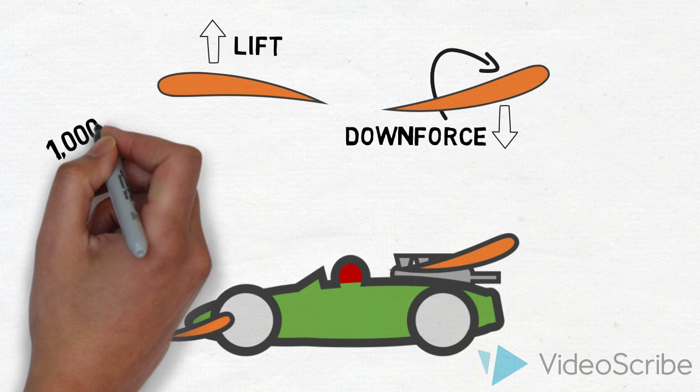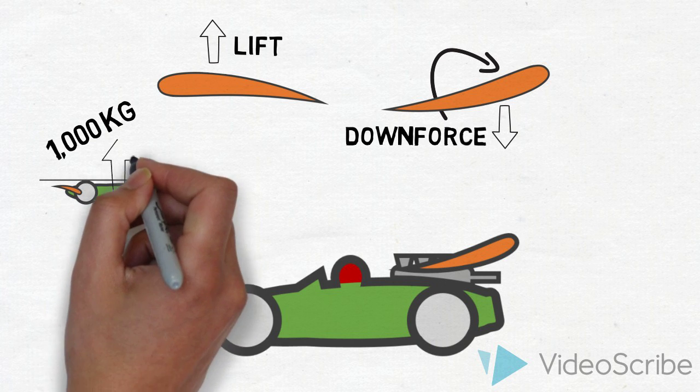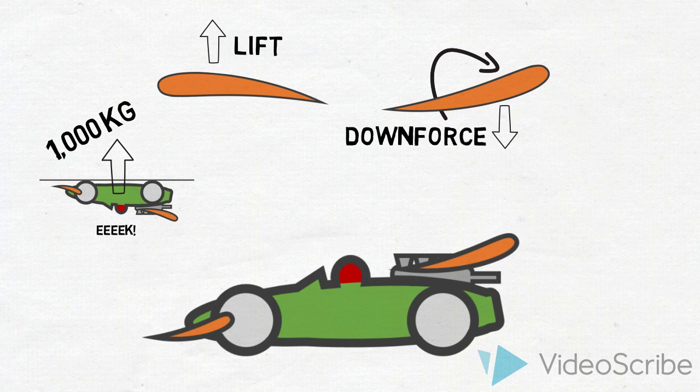Did you know that a Formula 1 car can generate more than 1,000 kilograms of downforce? And since an F1 car only weighs about 650 kilograms, this means that it could, in theory, be driven upside down. Great, but there is still one problem.